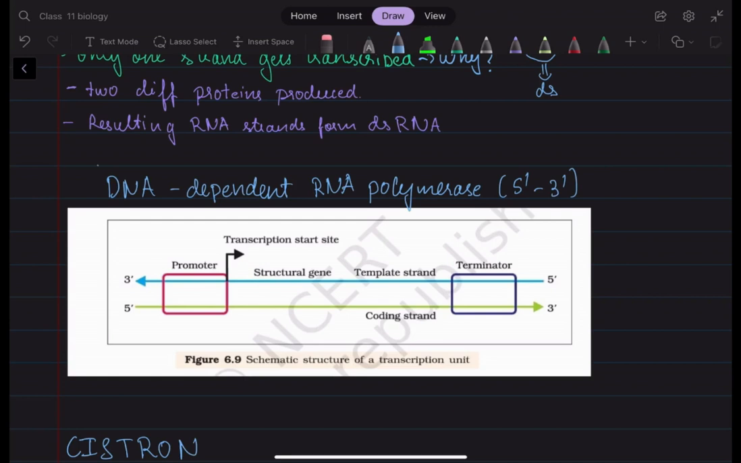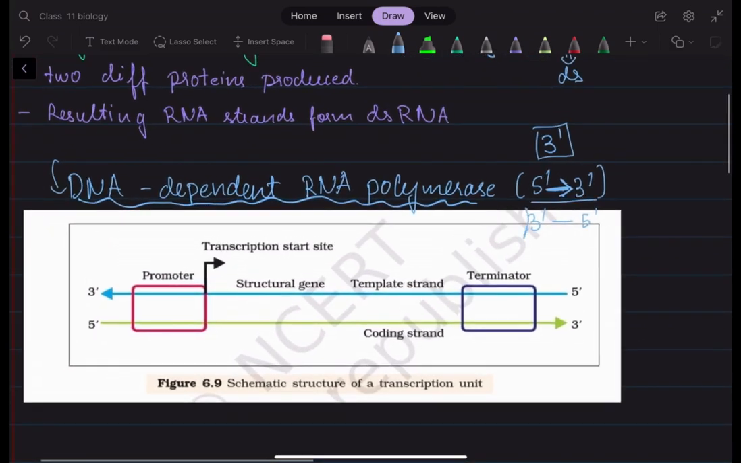Like in replication, there were many enzymes. Here we have an enzyme called the DNA-dependent RNA polymerase. And just like DNA polymerase, this too adds nucleotides in the 5' to 3' direction. That is, it can only add to the 3' end. Because of this, as it runs from 5' to 3', it forms the RNA on the DNA strand which runs opposite, that is 3' to 5'. So this will be our template strand.